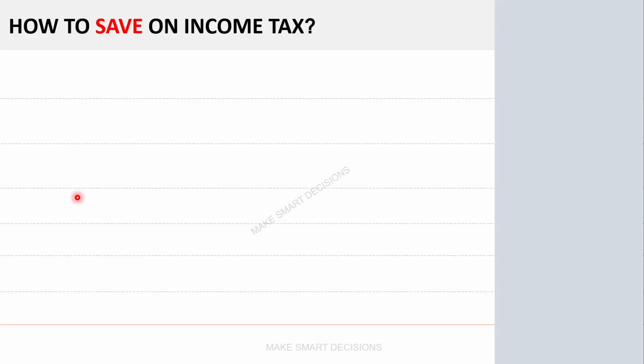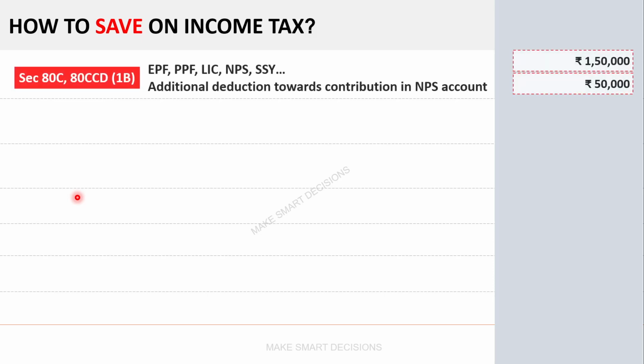In India, through the Income Tax Act, the Government of India has prescribed various sections through which citizens can claim income tax deductions and exemptions. What are they? Number 1. Section 80C and 80CCD. Via this section, citizens can claim up to 2 lakhs of deduction from their net taxable income.